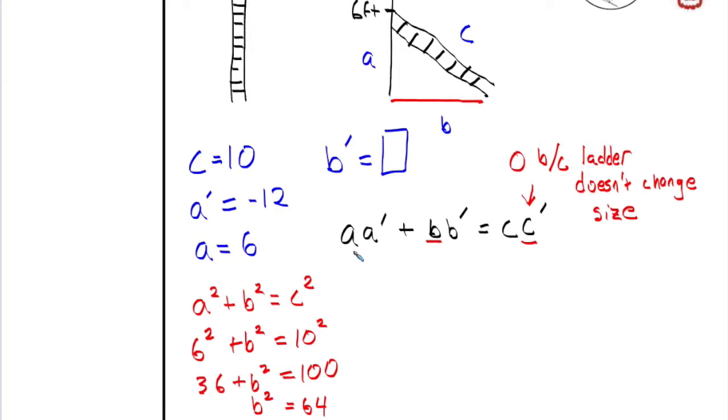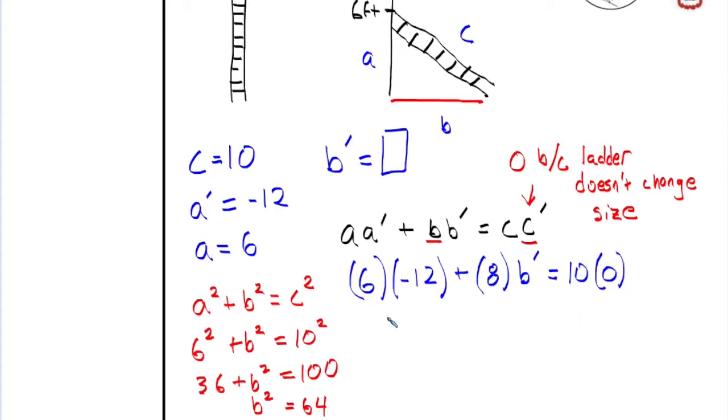We have our A is 6. Our A prime is negative 12. Our B, we found down here, is 8. Our B prime, we don't know. That's what we're looking for again. That's our box. Then B prime is equal to our C. We know our C is 10, and we know our C prime is 0.